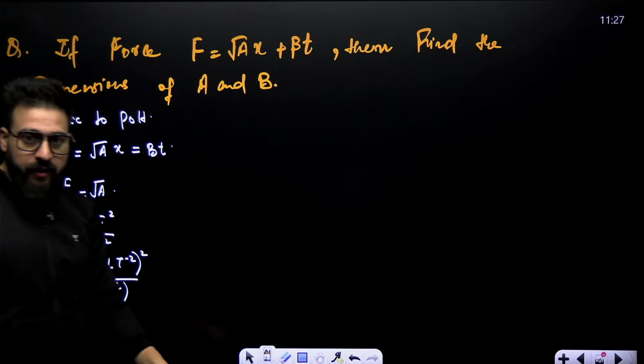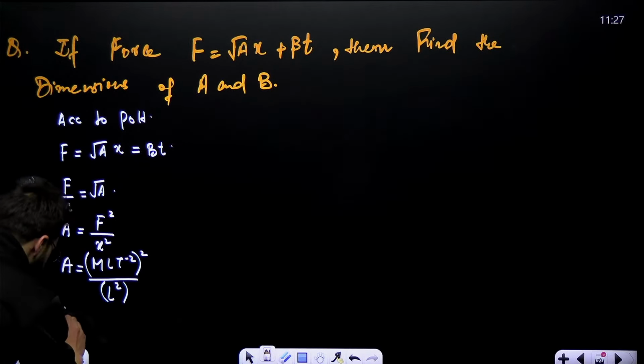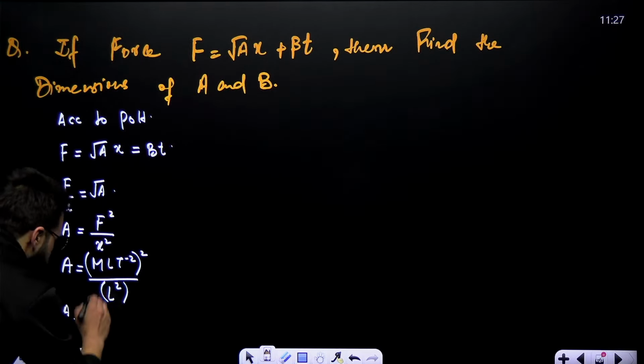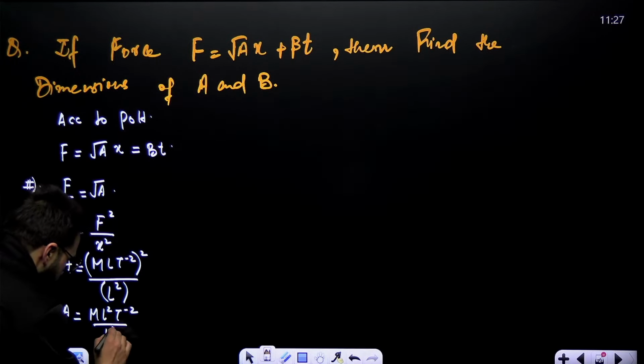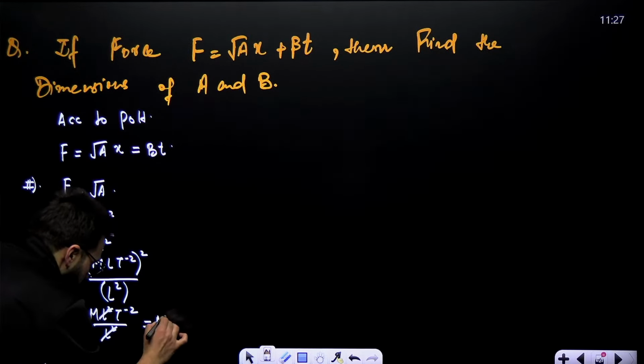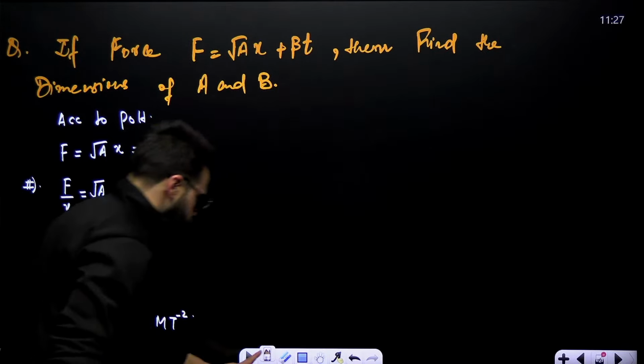Now tell me, in this particular case, A is equal to M L square T minus 2 divided by L square. This and this will cancel. M T raised power minus 2.